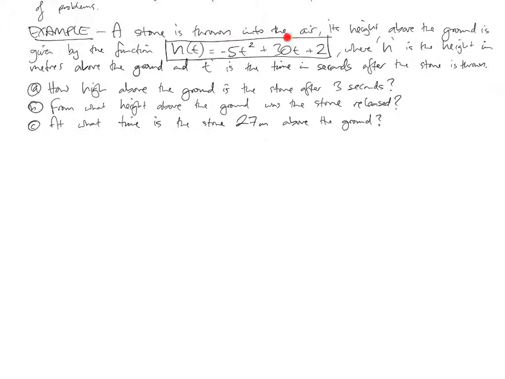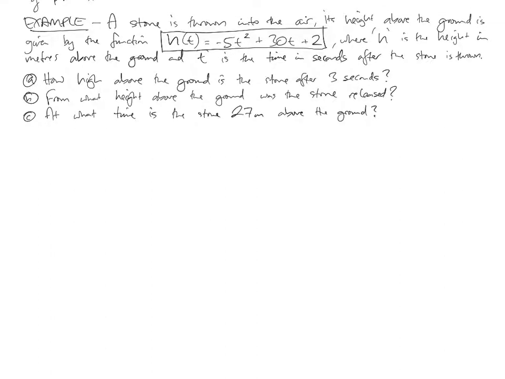So let's say a stone was thrown into the air and you found that the parabola the stone makes can be given by the function h of t is negative 5t squared plus 30t plus 2, where h is the height in meters above the ground and t is the time in seconds after the stone is thrown. So this function relates the height above the ground of a stone that's been thrown over a certain time in seconds. So let's solve these problems here.